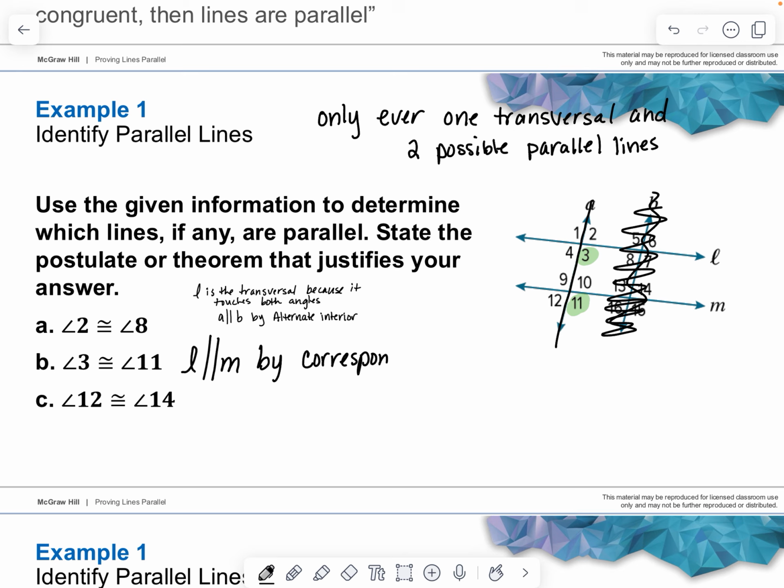But then I do a quick check. Are corresponding angles supposed to be congruent? Yes. Corresponding angles are supposed to be congruent. That's the right relationship, so we are good to go.